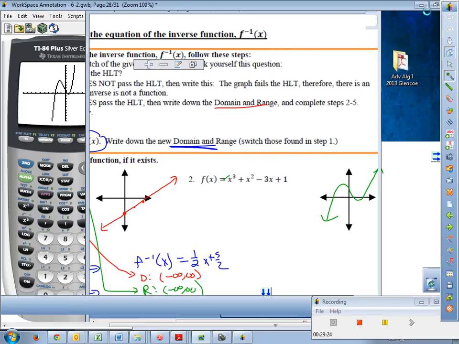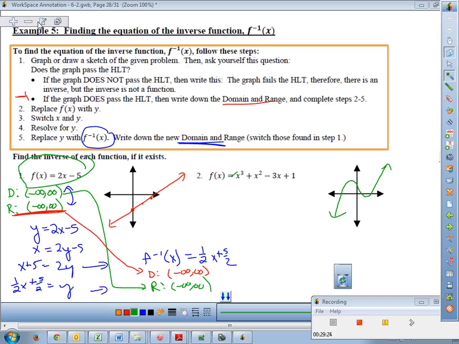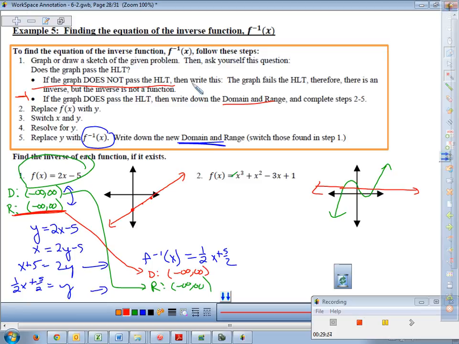The rest of our orange note card says, all right, we made a sketch. What's the next thing we should check on that sketch? Does that sketch pass the HLT? What do you think, yes or no? Does that pass the HLT? Nope, that went through 3 different places right there. So it does not pass the HLT. So here's what it tells us to write. The graph fails the HLT.